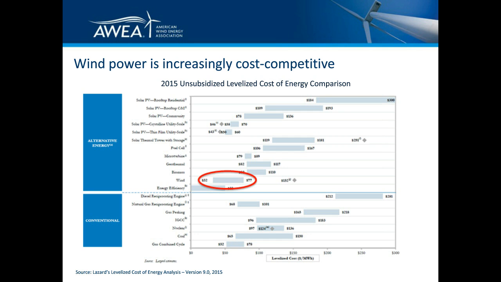But you can see that we compare very favorably with a lot of other technologies that are out there, including gas combined cycle, which has a range of about $52 to $76. And these are prices as of 2015. So you can see that the U.S. is increasingly becoming very competitive with other technologies.